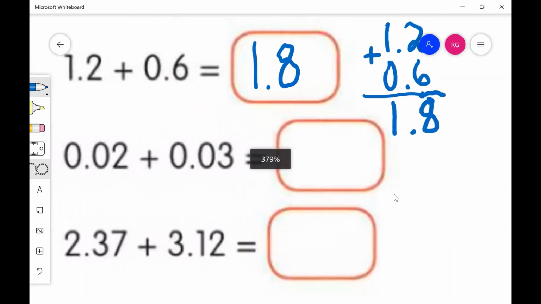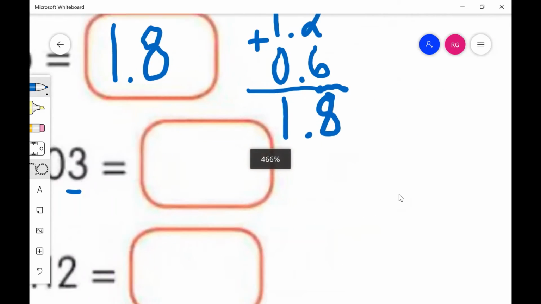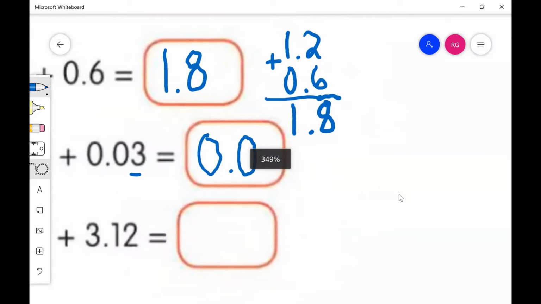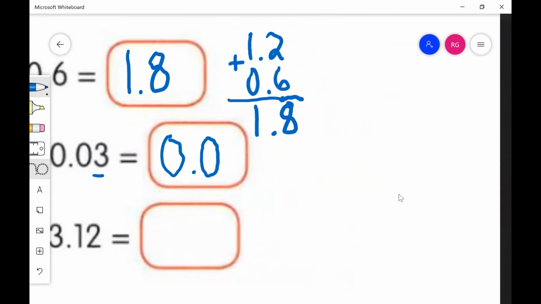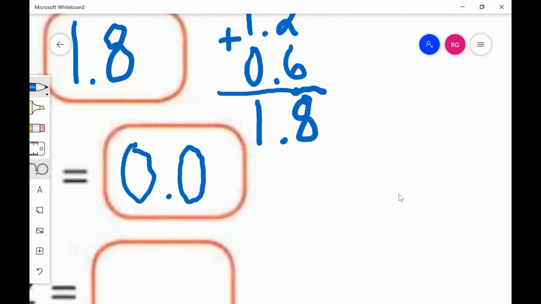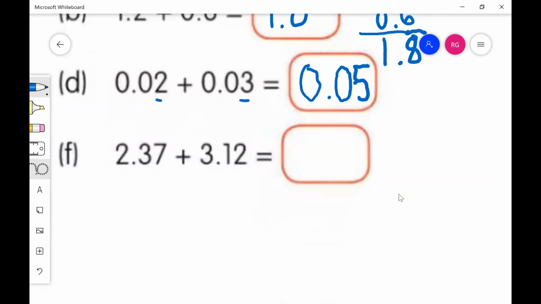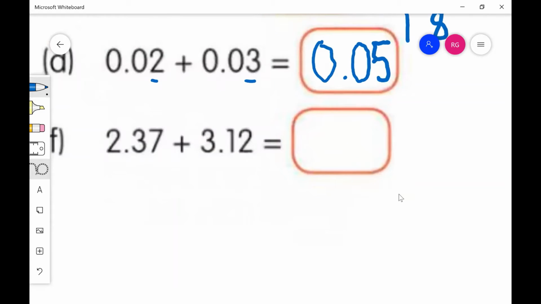And this says 0.02 plus 0.03. So we're adding 2 hundredths plus 3 hundredths equals how many hundredths? What do you think? We're taking 0.02 plus 0.03. We could do that one in our heads after we start to get the hang of it. We certainly should be able to solve some of these in our heads, like that one, for example, is quite simple. So next one, we're taking 2.37 plus 3.12.